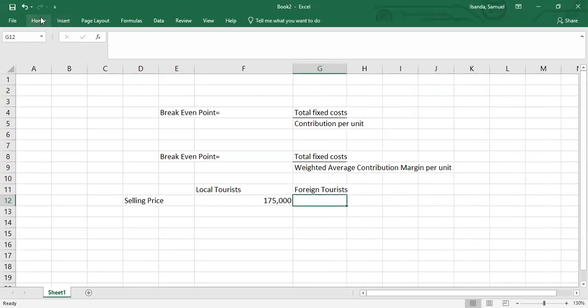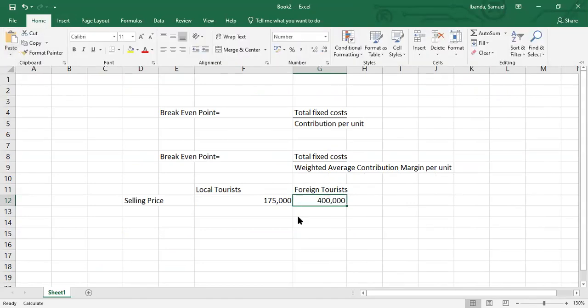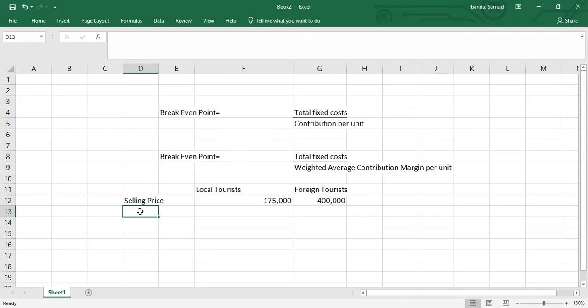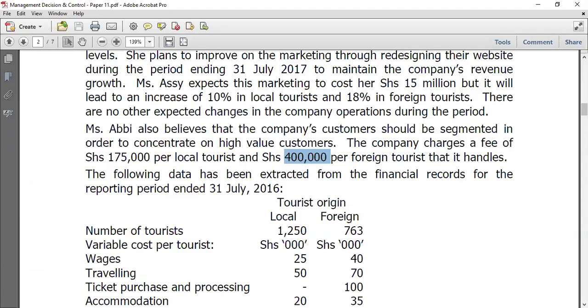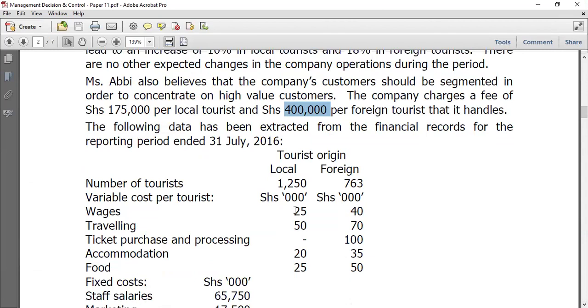Team, have you ever come across this formula? And then we also have a variable cost per unit. Since it's for 2017, remember the variable costs are not changing, isn't it? It's only the marketing cost that is ranked under the fixed costs, okay? So we have wages. So you're able to get the total of this.